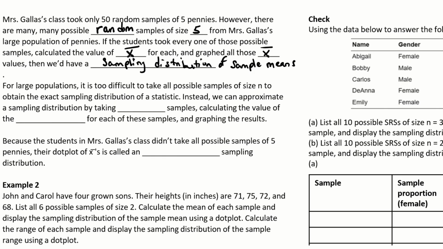For large populations, it is too difficult to take all the possible samples to obtain the exact sampling distribution. But we can approximate it by taking many samples, calculating the value of the statistic for each of the samples, and graphing the result. Because the students in Mrs. Gallus's class didn't take all the possible samples of 5 pennies, their dot plot of X bars is called an approximate sampling distribution. So there's the concept of the sampling distribution.